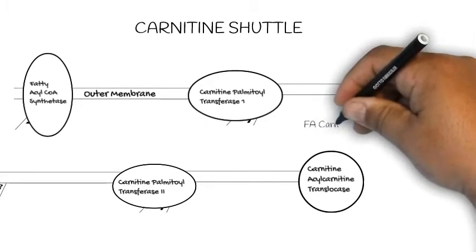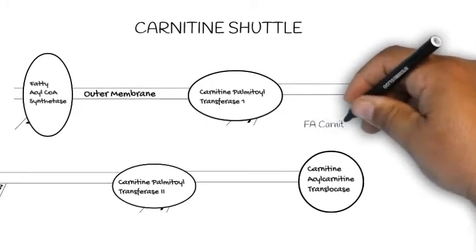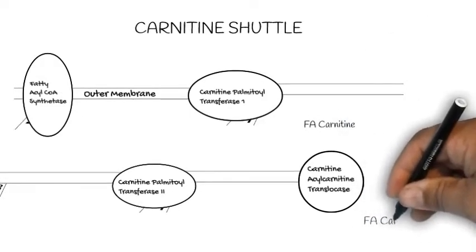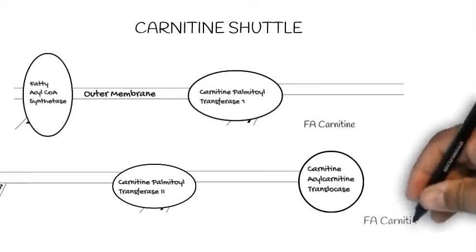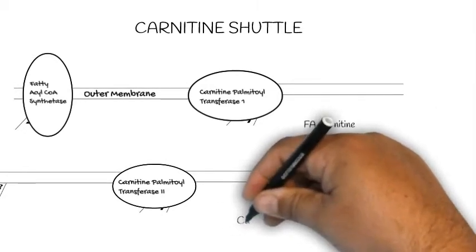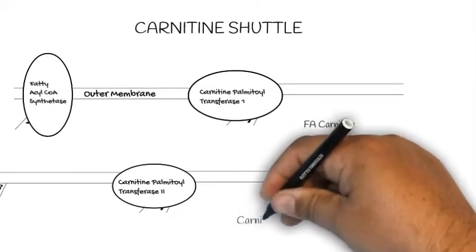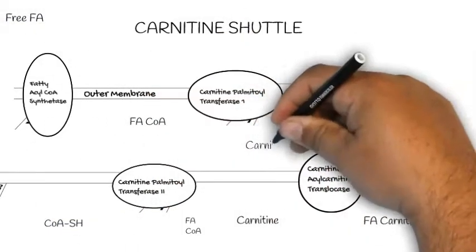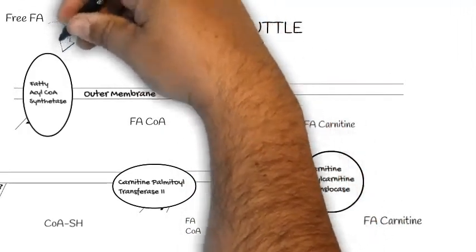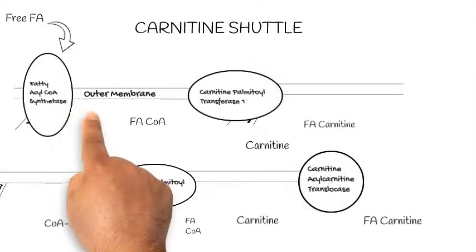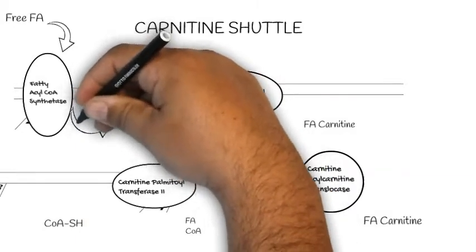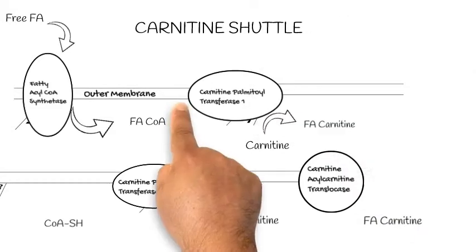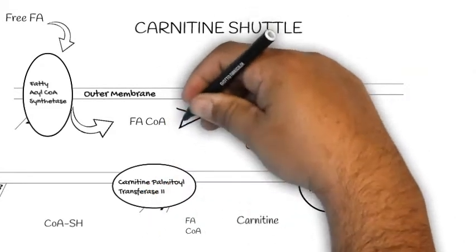So once the fatty acyl-CoA is formed, it is then passed on to carnitine palmitoyl transferase 1, CPT1. And what this enzyme does is that it replaces the coenzyme A on fatty acyl coenzyme A with carnitine to form fatty acyl carnitine.